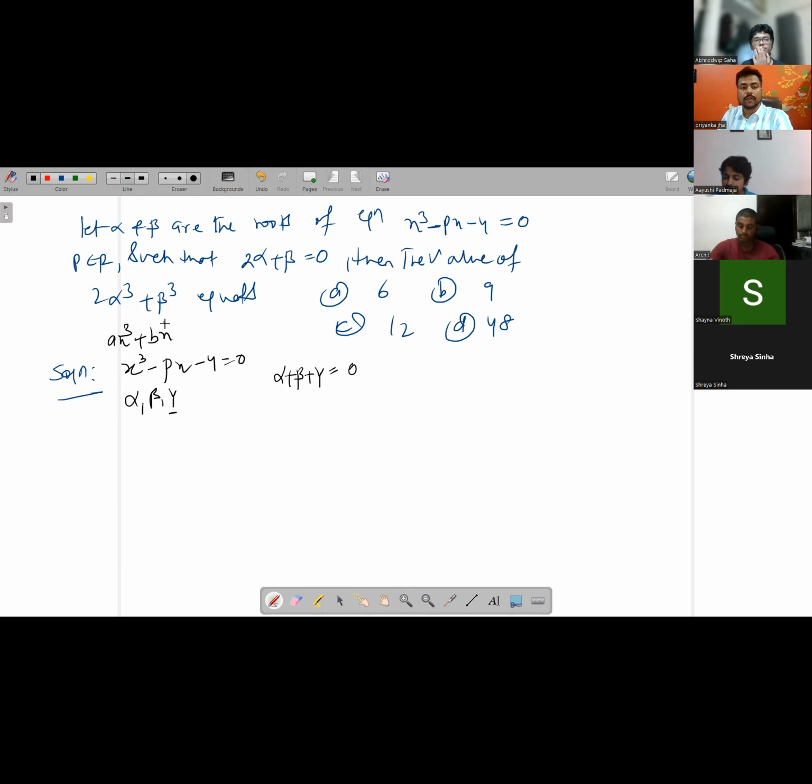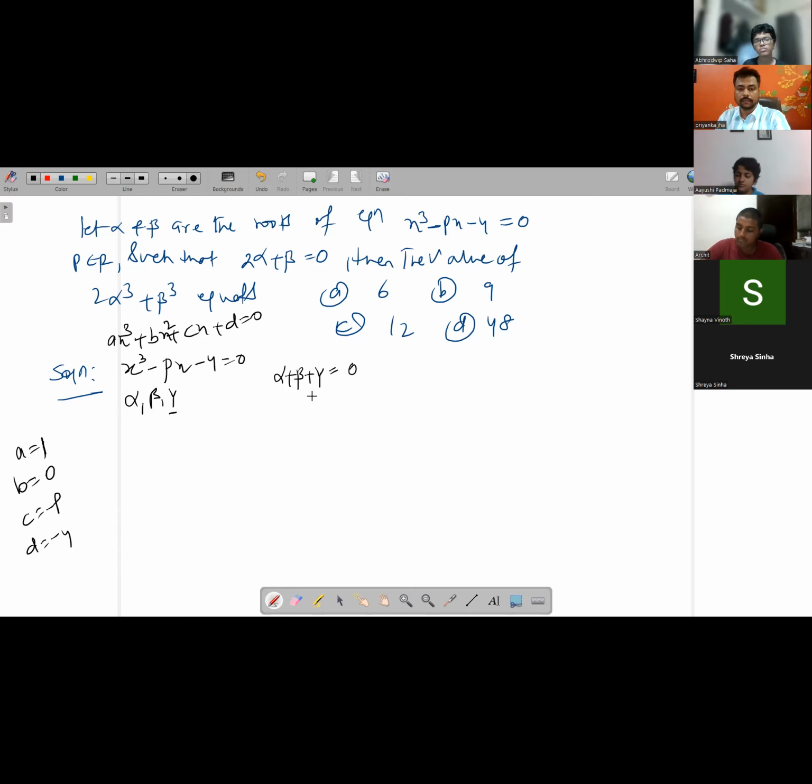ax cube plus bx square plus cx plus d equal to 0. So this is the general equation in 3rd degree. Now compare these things. So a equal to 1, b equal to 0, c equal to minus p, d equal to minus 4. Now apply this.